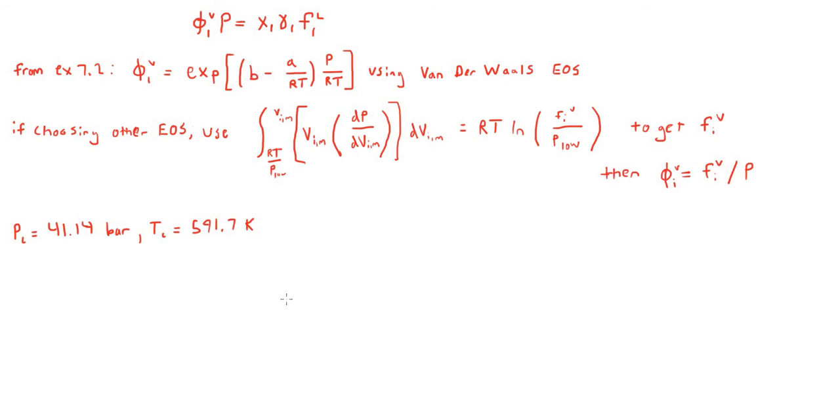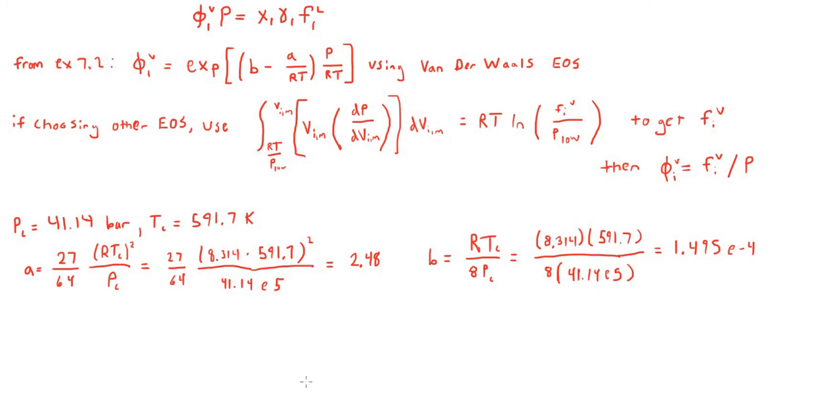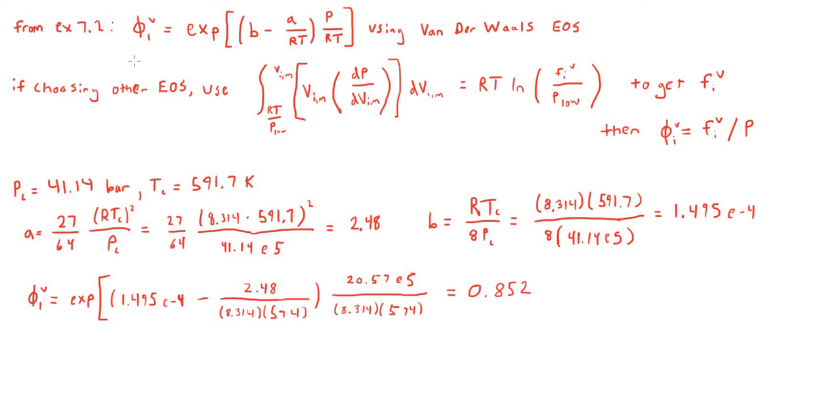From the back of the book, you can find that for toluene, the critical pressure is 41.14 bar, and the critical temperature is 591.7 Kelvin. Using these numbers, you can calculate the van der Waals constants A and B, and you'll find that A is equal to 2.48 and B is equal to 1.495 times 10 to the negative fourth. Plugging in all the numbers to the equation from example 7.2, we get that the fugacity coefficient of the vapor phase is equal to 0.852.